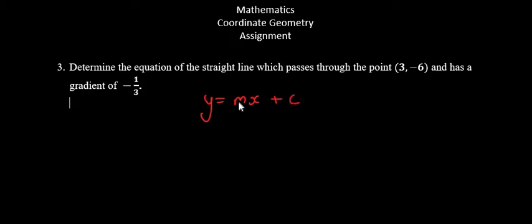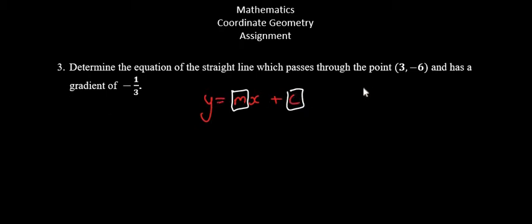Once we have the gradient and once we have the y-intercept, we simply substitute them into this slope-intercept form, and that will be our equation of the straight line. The only thing that we have in terms of the gradient and the y-intercept is the gradient, which is given to us. To find c, however, we can substitute the x and the y coordinate of the point given to us in this slope-intercept form.